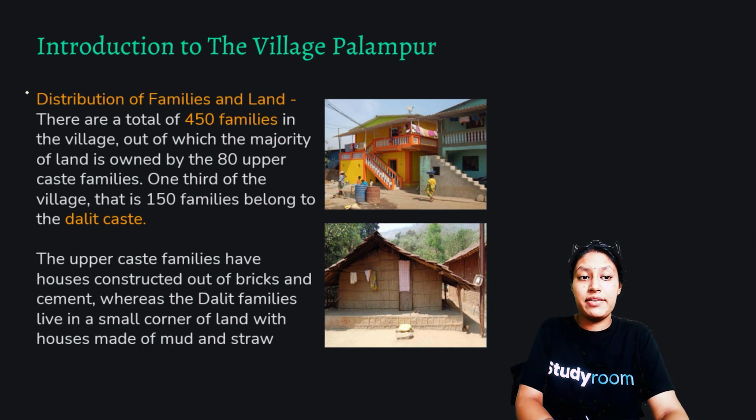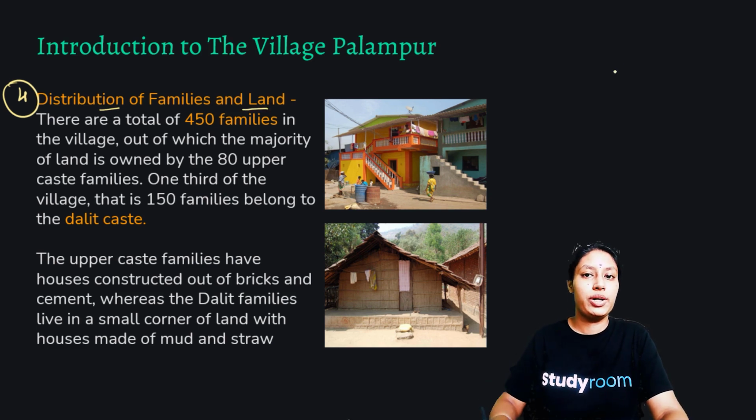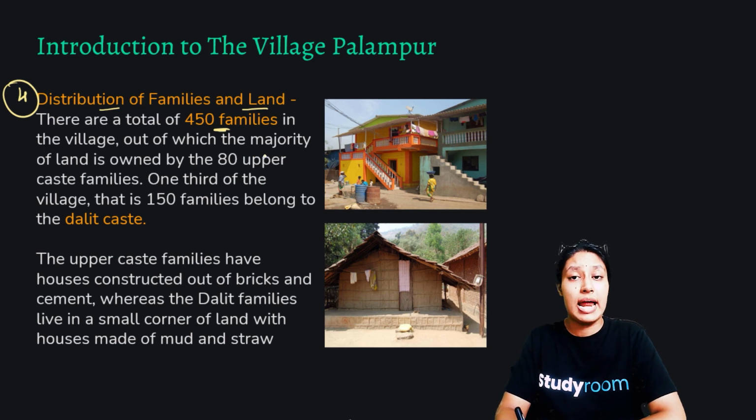So the fourth point that we study about Palampur is distribution of families and land. How is the land distributed in Palampur? And what is the population of Palampur? So there are a total of 450 families in the village, out of which the majority of land is owned by upper caste families, about 80%, and one third of the village, that is 150 families, belong to Dalit caste.